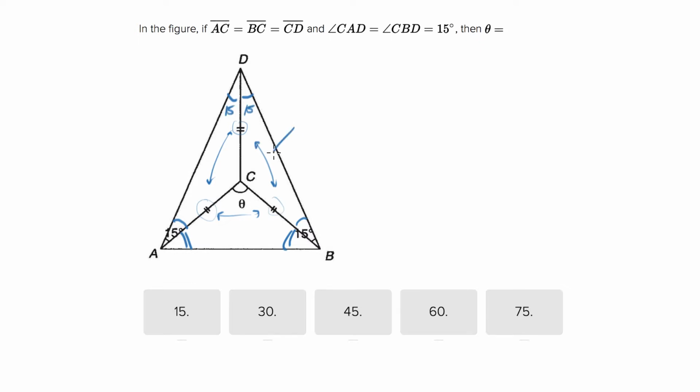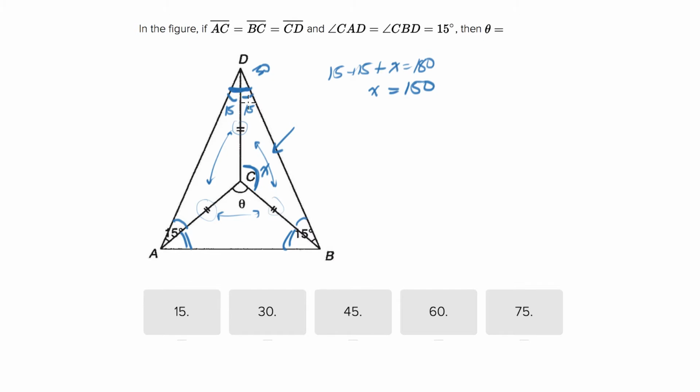So on this first triangle here, the upper right one, we can figure out this measure right here. That's because 15 plus 15 plus, let's call it x, plus x equals 180. So x must be 150. Also, we know that this angle all the way up here, it must be 30 because it's 15 plus 15.